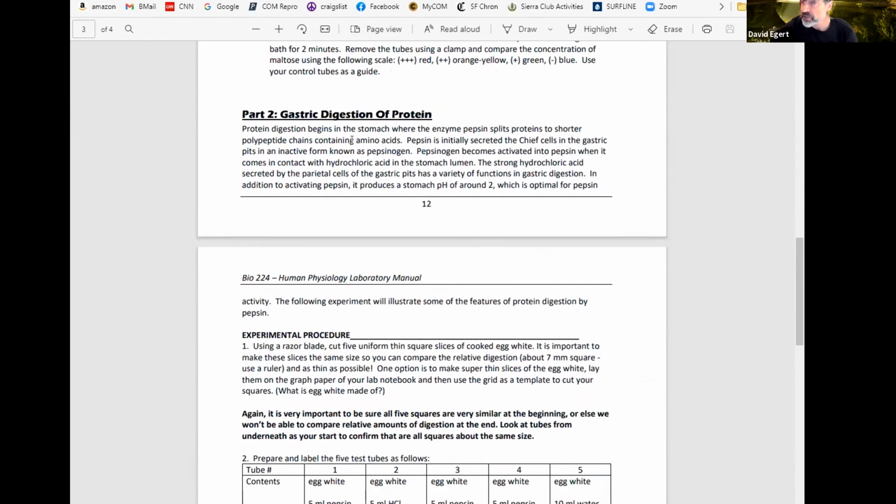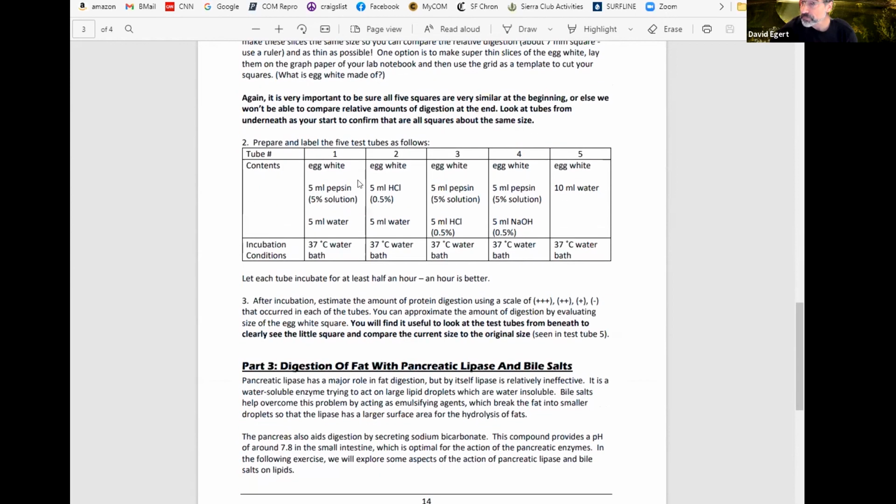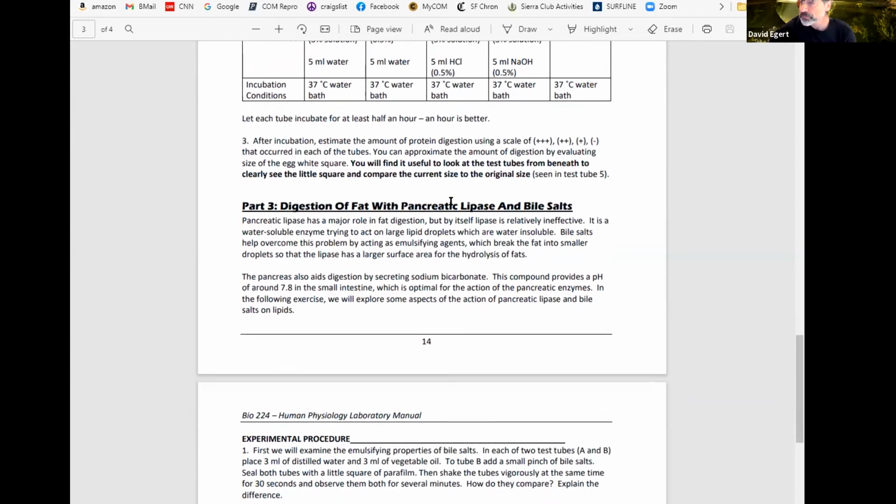For gastric digestion of protein, we have 5 tubes, all with egg with varying pHs and absence or presence of pepsin. For each of these, again, this is more qualitative, like no breakdown, or maybe a little breakdown, lots of breakdown. So you want to just have a prediction and a why. Remember, obviously, each of these needs to have a why as well.